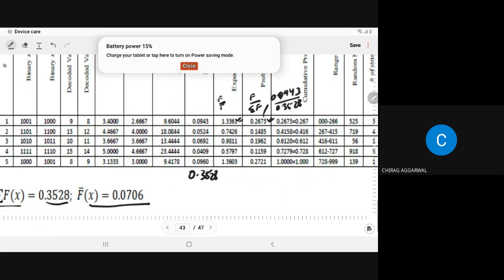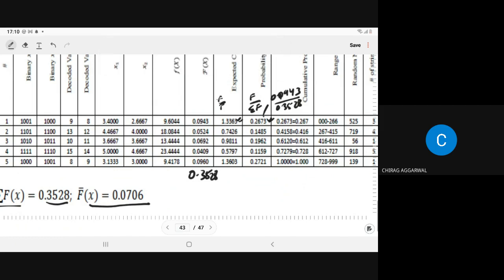0.3528. So that will come 0.2673. So now we compute the cumulative probability. Cumulative probability means first value as it is, second value the sum of this, then the sum of this, and the sum of this. So automatically the last should come 1.